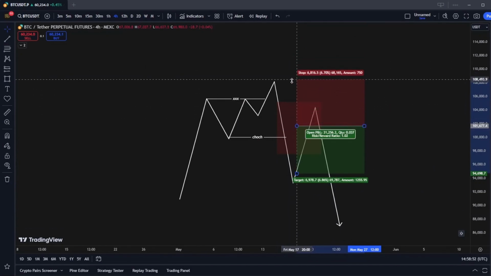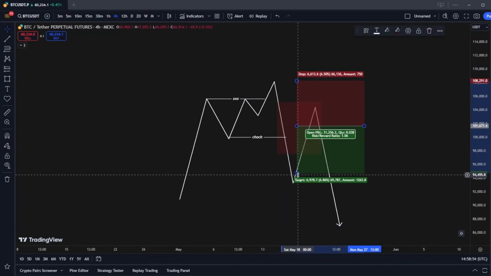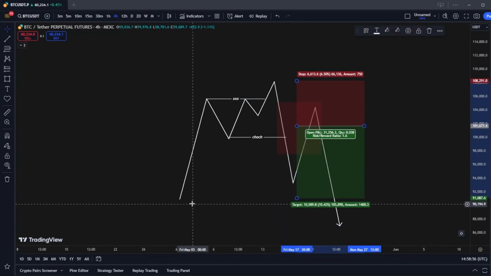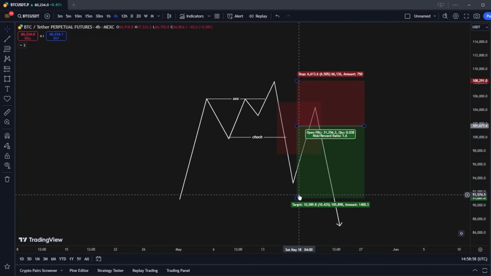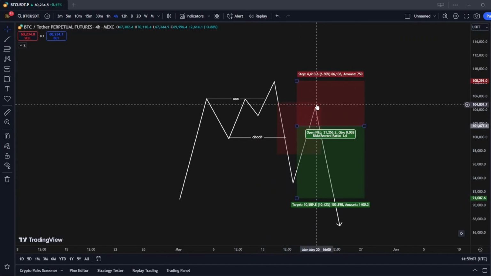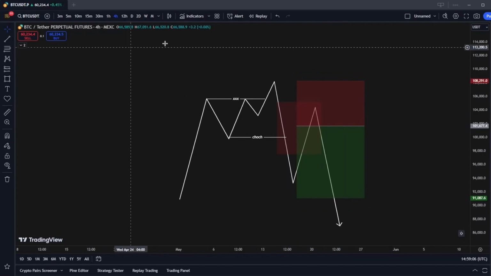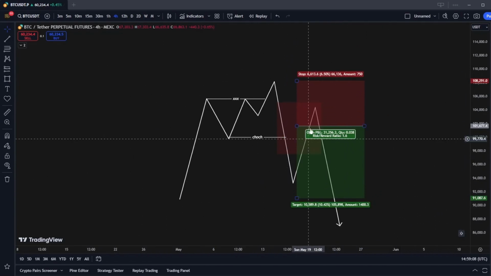We want to place our stop loss at the previous high and then our take profit at the previous lows, or if you see a demand zone or anything like that, you can place it right there. Then our trade gets hit and we continue the move down. Now this is usually how it will play out in a bearish scenario.